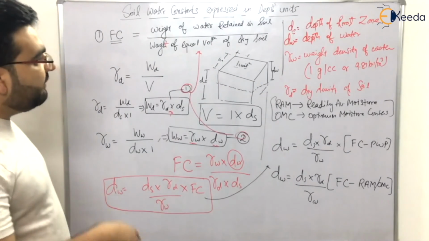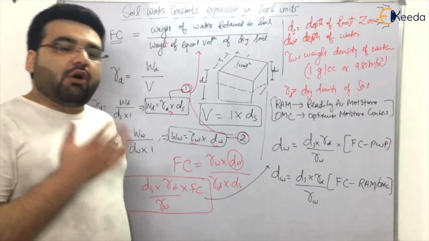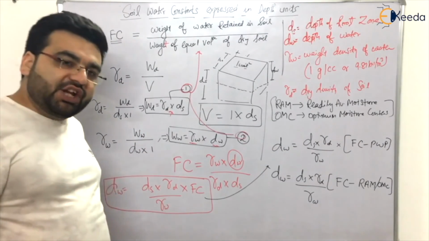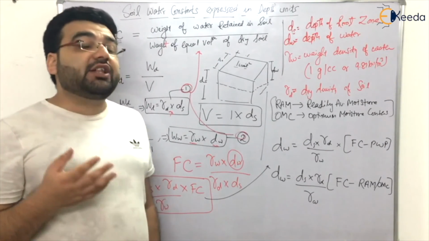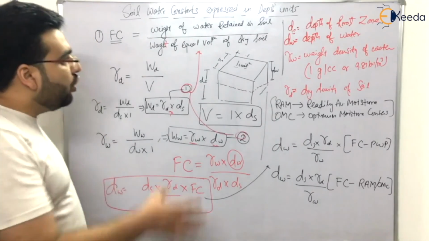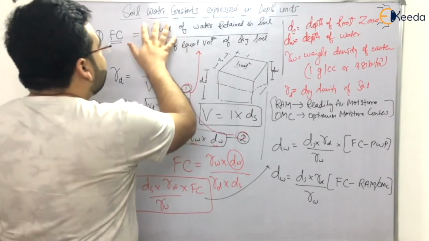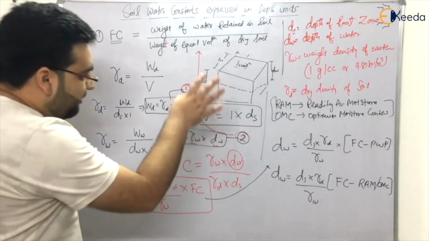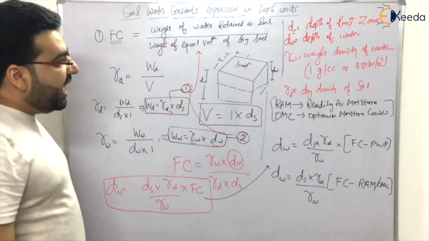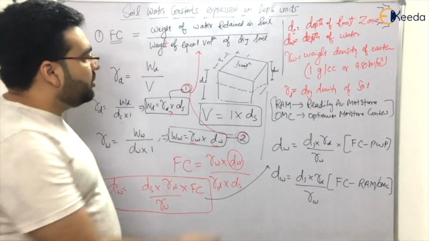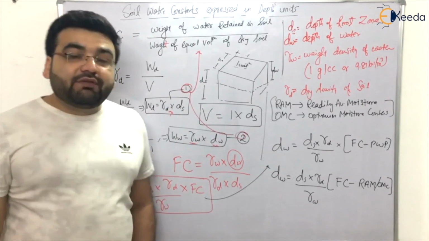And about the frequency of irrigation, I have already told you. So what is the frequency of irrigation? How to get the formula for frequency of irrigation. Clear? So I hope that you have understood the soil water constants expressed in terms of the depth units also. Now it's time to solve a few numericals based on the same topic. So now let us solve a few numericals also.